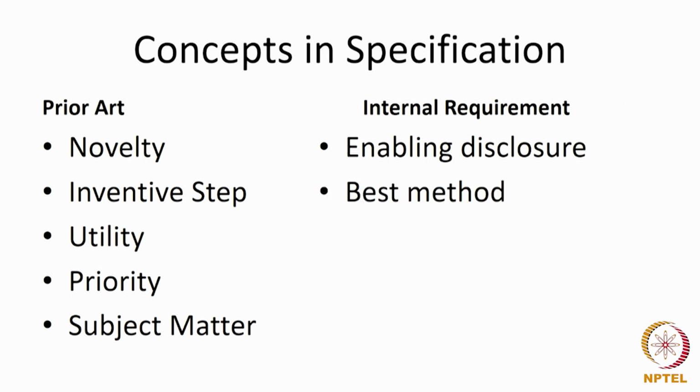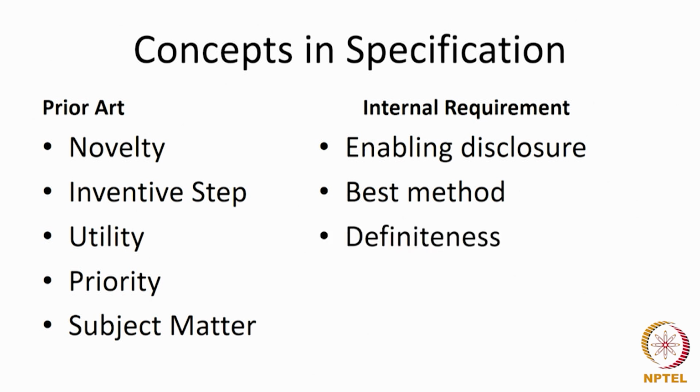Best method. Section 10 requires the disclosure of the best method. The best method of working the invention has to be disclosed. Again, it's an internal requirement. Enabling disclosure is also an internal requirement. If the disclosure done in the specification is not enabling, that can be a ground for revocation. Similarly, if the best method is not disclosed, it could again be a ground for revoking the patent.